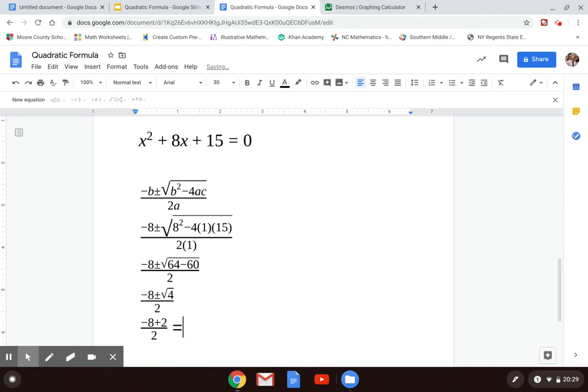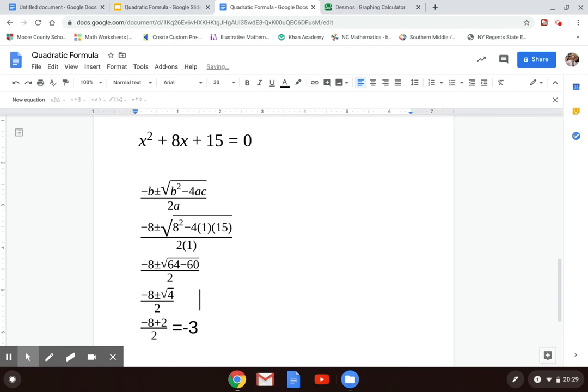And that one's going to equal negative 8 plus 2, which is negative 6. And negative 6 divided by 2 equals negative 3.